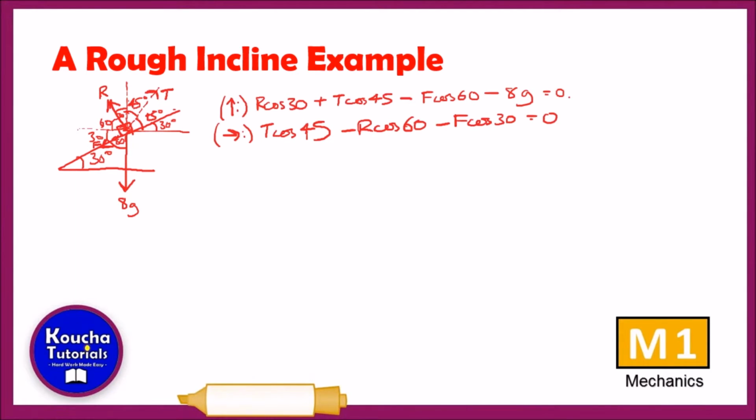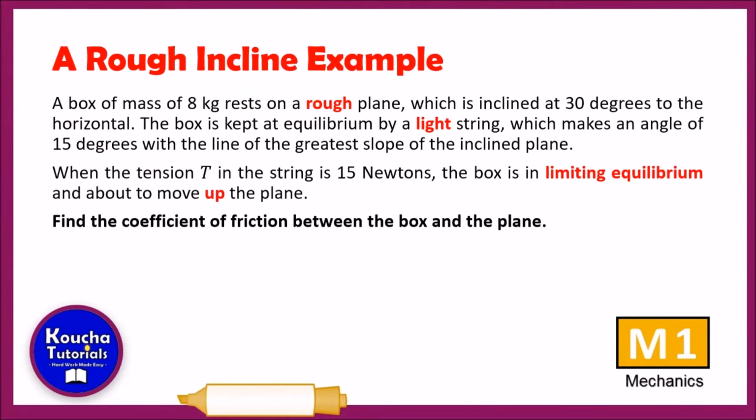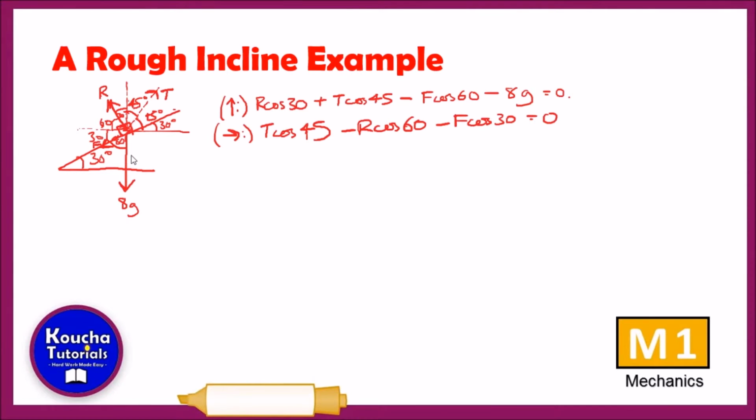So let's jump in. Recall that according to the question, we know that the tension T in the string is 15 when the box is in limiting equilibrium, about to move up the plane. So again, hence why the friction is that way. So when T equals 15 newtons, we can simplify all of this, and we're trying to find the coefficient of friction. We know that F equals mu R. Hence we can simplify a lot of this.